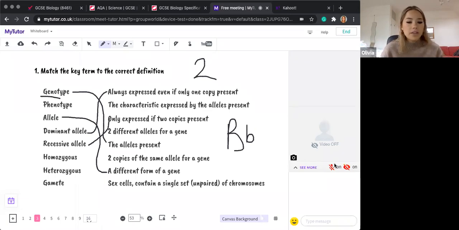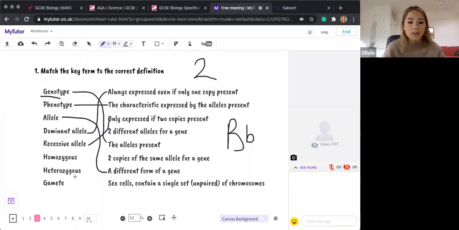So then, what do we think phenotype is? If a genotype is the alleles present, or the versions of those genes that are present, what would a phenotype be? A phenotype is the characteristic expressed by the alleles present. Well done, those of you who've just sent that in the chat.